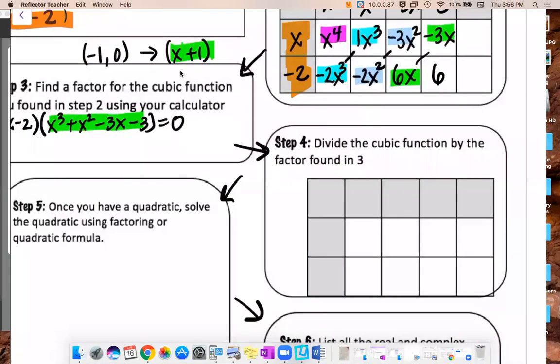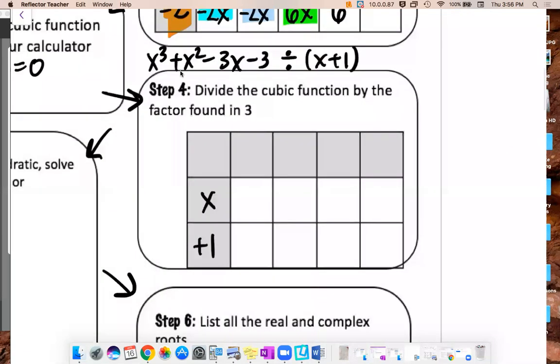So I'm doing x cubed plus x squared minus 3x minus 3 divided by x plus 1. Okay, so what you're dividing by goes on the side here. And then remember your highest degree goes in this top box. So this is x cubed. And then this top box has to be an x squared so that when I do x squared times x, I get x cubed. And then this has to be an x squared.